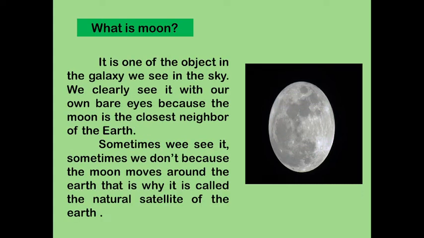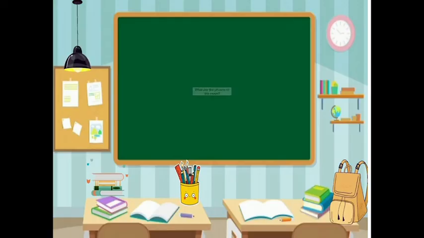It is one of the objects in the galaxy we see in the sky. We clearly see it with our own bare eyes because the moon is the closest neighbor of the Earth. Sometimes we see it, sometimes we don't, because the moon moves around the Earth. That is why it is called the natural satellite of the Earth.